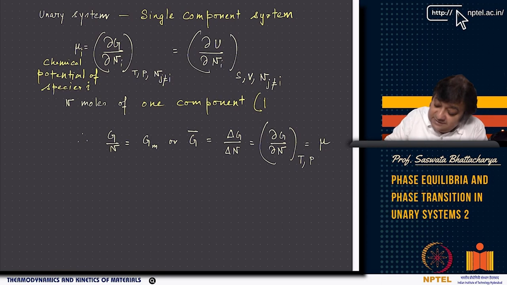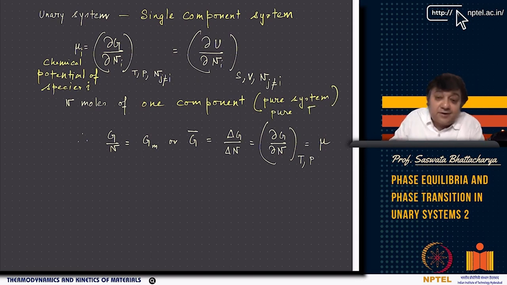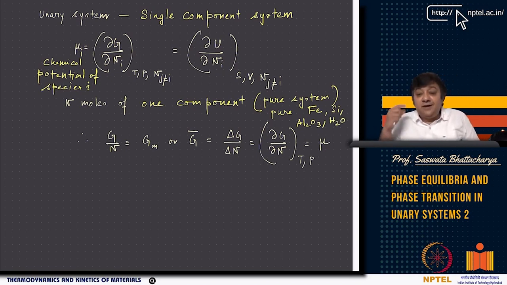Pure means it can be like pure iron. There is no mixture with carbon or anything else. You can think of pure iron, pure silicon, pure alumina, or water. Whether it's a compound or an element, we are looking at a pure system. There is no mixture. So, note that.